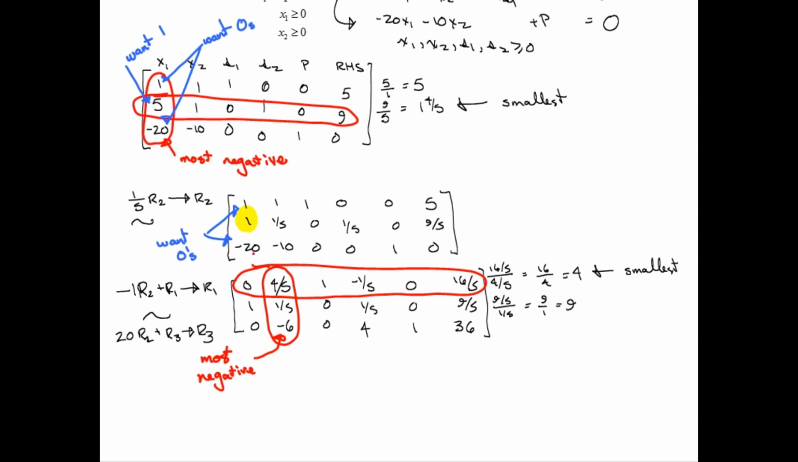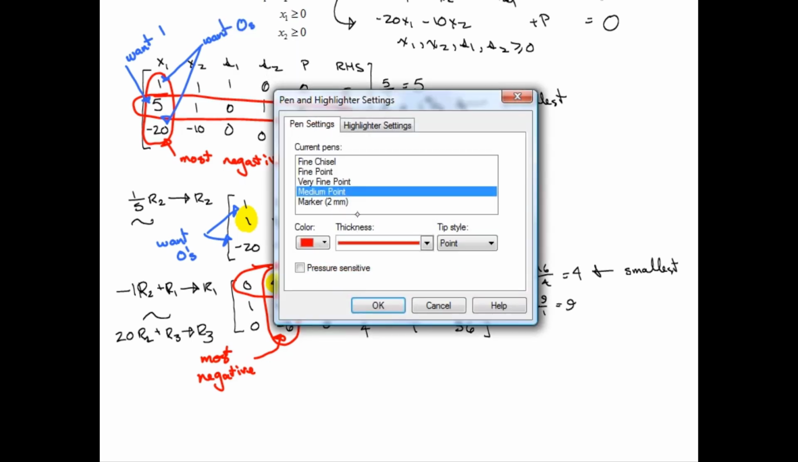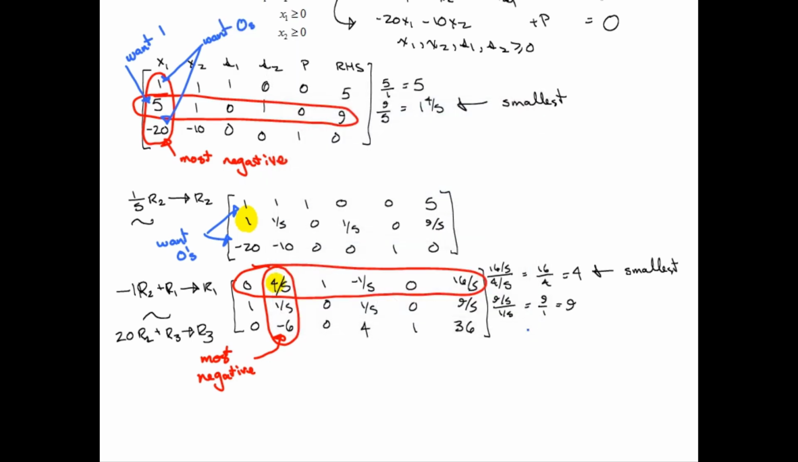So I'm going to use that for my pivot column, and so then here is my pivot element right here. And now once again we do row operations to get a 1 in that position and zeros elsewhere in that column. In other words, we want to get a 1 here, and then we want to get zeros elsewhere in that column.